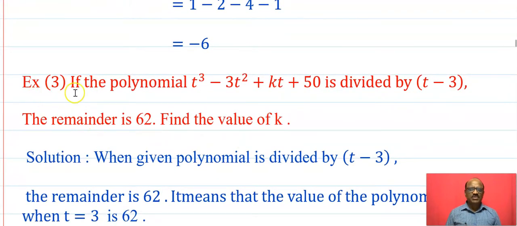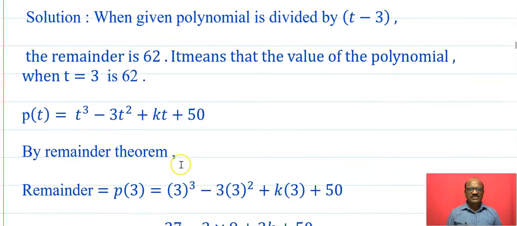Next example. If the polynomial t cube minus 3t square plus kt plus 50 is divided by t minus 3, the remainder is 62. Then find the value of k. It means the value of the polynomial is 62 when you substitute t equals 3, and then you will get the value of k. Now see this example. We have written this polynomial p of t equals t cube minus 3t square plus kt plus 50.